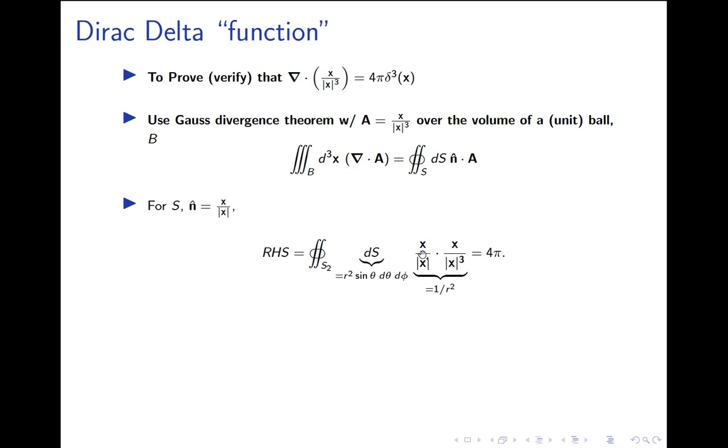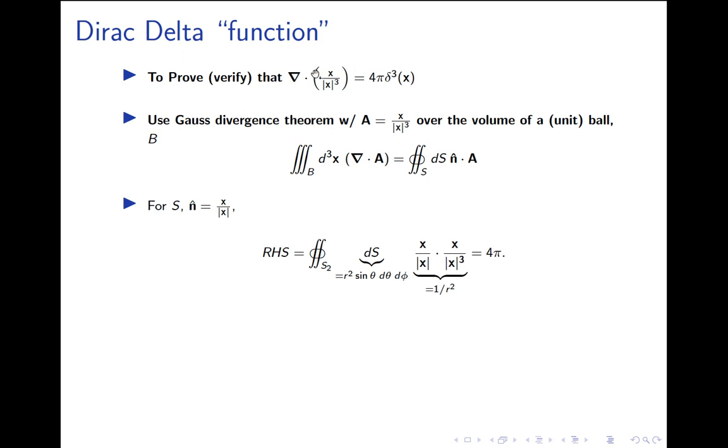So n is this, and A is of course what we have taken. If you do the dot product, you will find this is equal to 1 over r square, where r is the magnitude of x. The area element of the sphere is very easy to write down, and most of you know it is r square sine theta d theta d phi. So 1 over r square will cancel with this r square, and then we'll have an integration of sine theta d theta d phi, where theta goes from 0 to pi and phi goes from 0 to twice pi. If you integrate this, you get 4 pi. So this right hand side is equal to 4 pi.